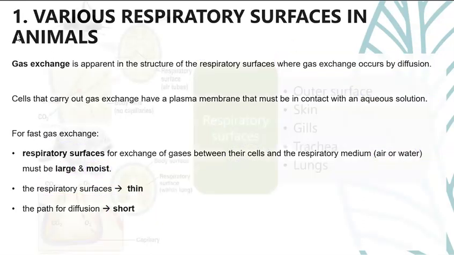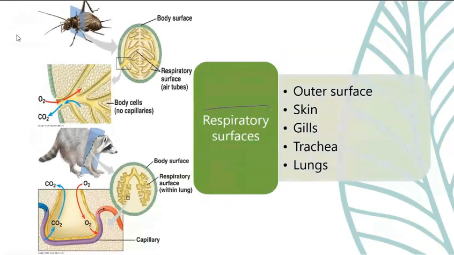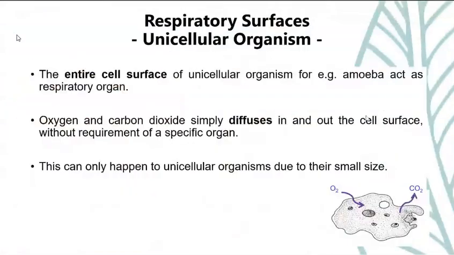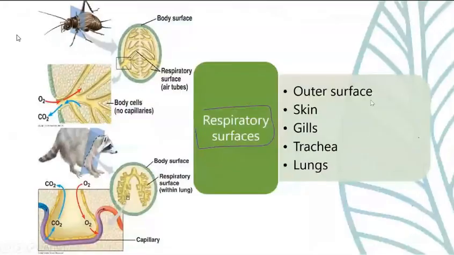Okay, so the different types of respiratory surface, we have the outer surface. For example, unicellular organisms such as amoeba or paramecium, they don't have any lungs, they don't have any skin. So they are unicellular organisms, so the diffusion of gas, oxygen into the cell or carbon dioxide out, is through the plasma membrane of the cell, the outer surface.